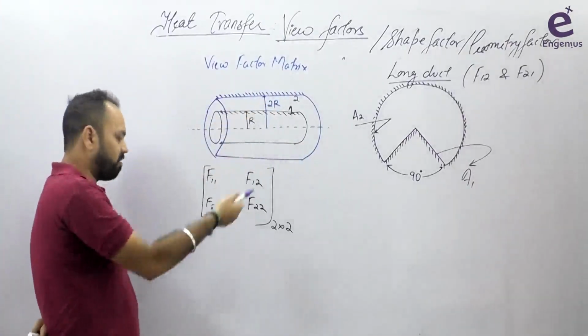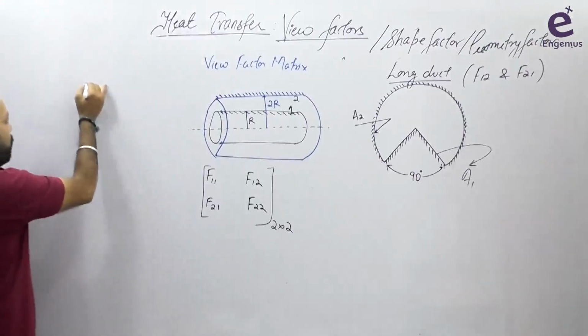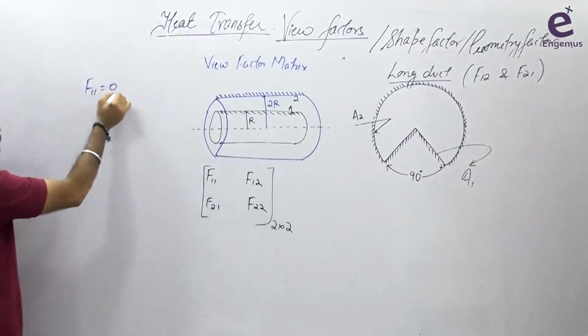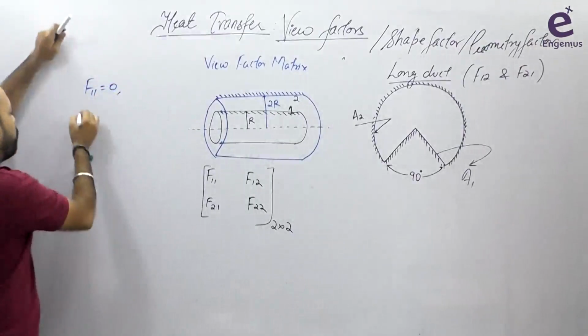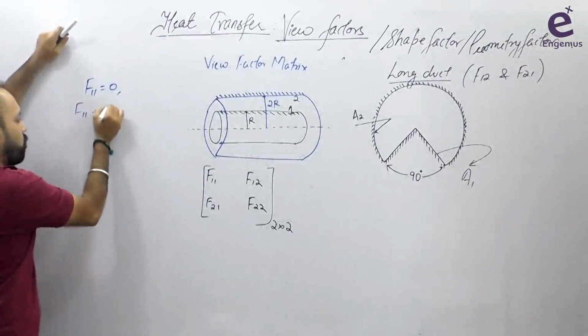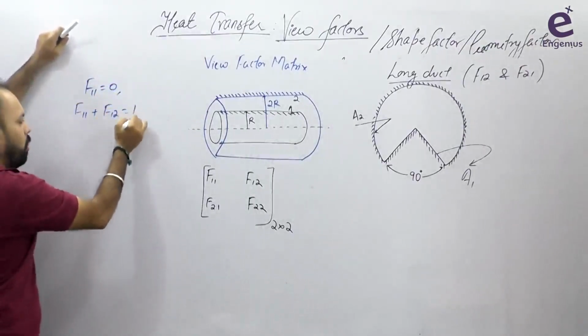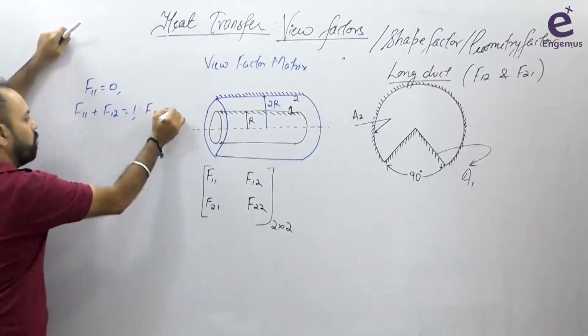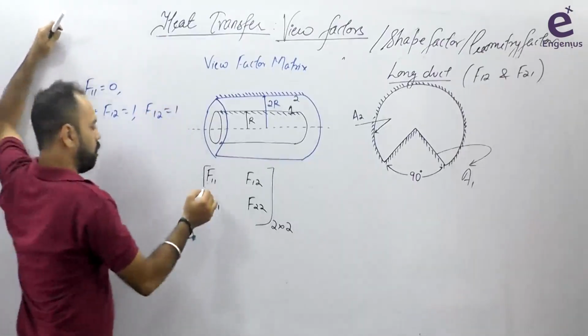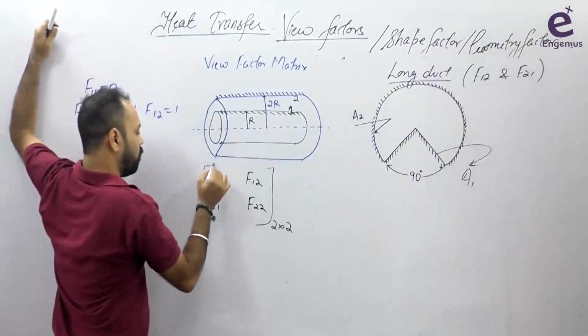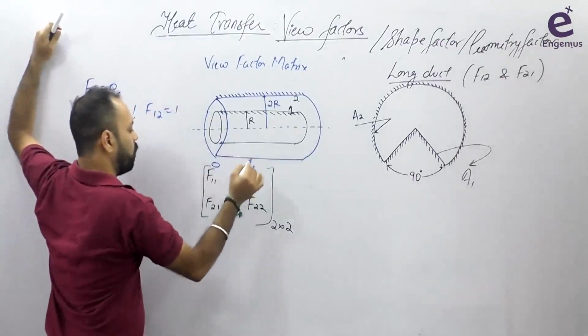First surface is a convex surface. So by inspection I know that F11 is equal to 0, right? Also, by the summation rule, F11 plus F12 is equal to 1, and therefore F12 is equal to 1. तो ये तो पता लग गया F11 कितना है, 0, ये 0 है, ये 1 है ना.